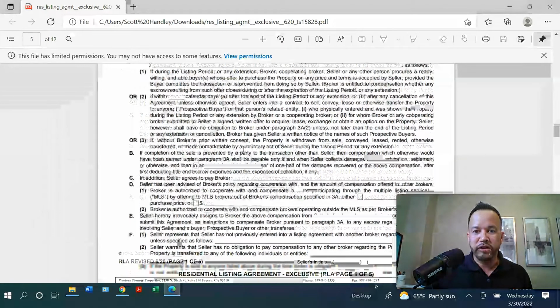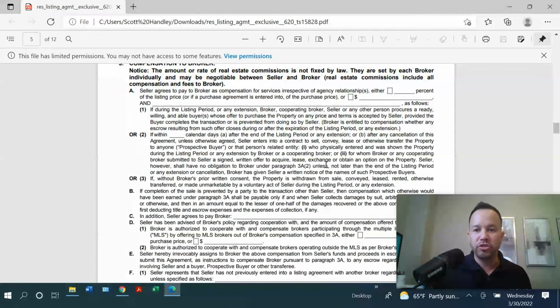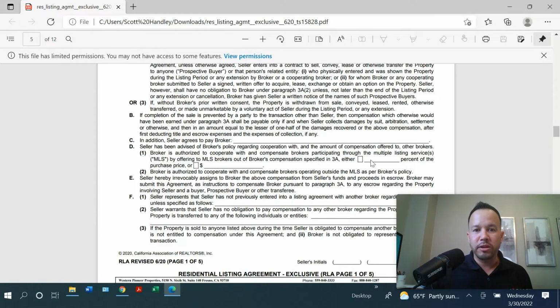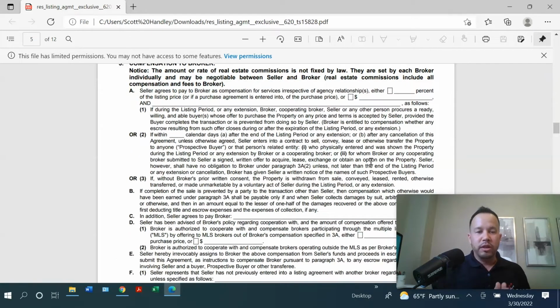Buyer's broker, okay, you'll check here and typically we'll see 3% here. So when you're explaining that to your seller, hey, 6% is the total, but 3% is going to be given to the buyer's broker. Unless I represent both sides, then we could talk about it further. Unless you could go and get your 6%, and that would be awesome.